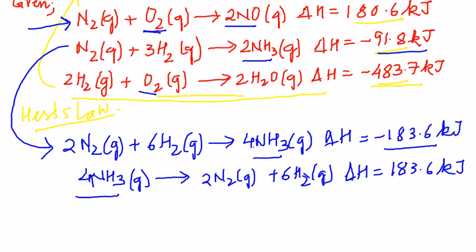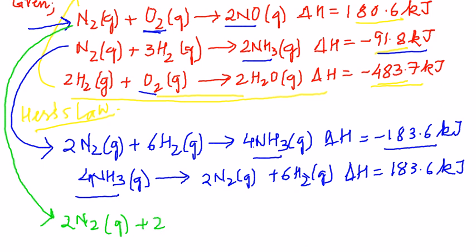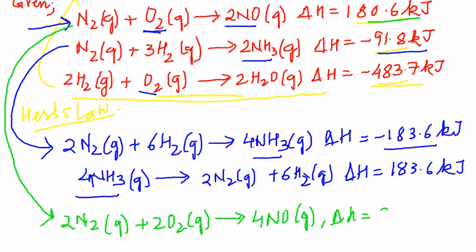So I'm multiplying this equation by a factor of 2. So you have 2N2 plus 2 O2, which gives you 4 NO, and delta H has to also be multiplied by a factor of 2, and so that should give you 361.2 kilojoules. Okay, so once we've done that, we have to look at what else we have to figure out.